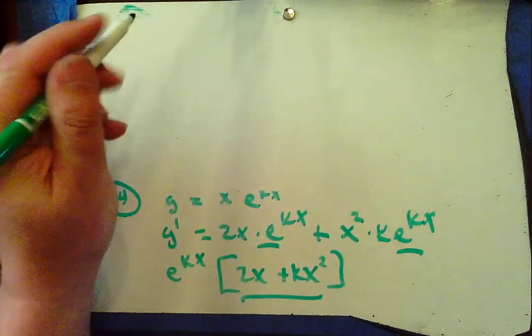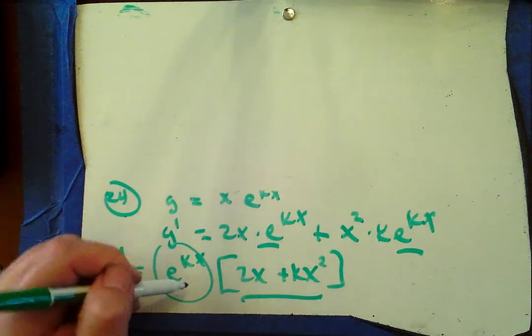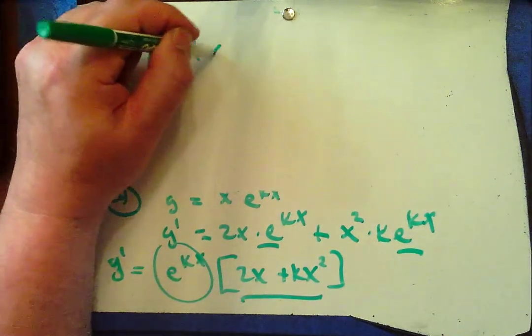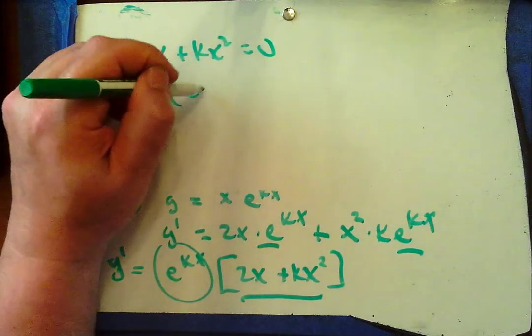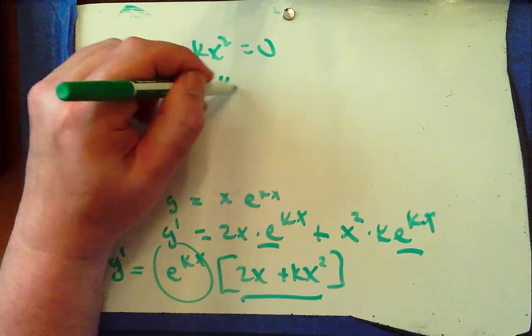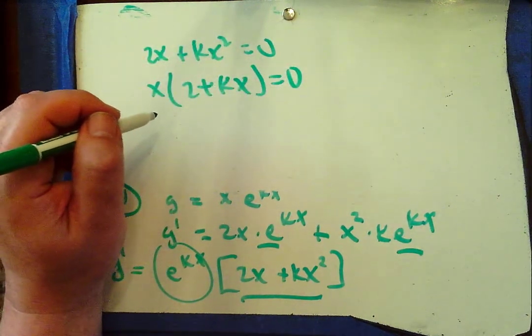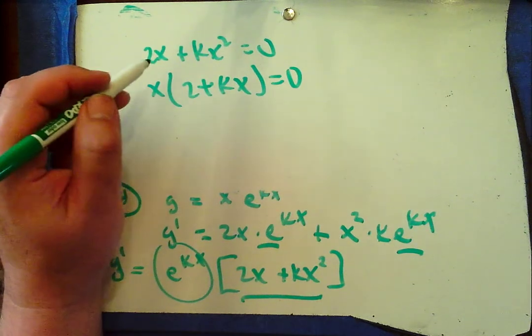So this e to the kx is never equal to 0, so we just have to worry about this. 2x plus kx squared equals 0. If I factor out an x, 2 plus kx equals 0. And they said a critical point at 2/3, didn't they? Yes, critical point at 2/3.